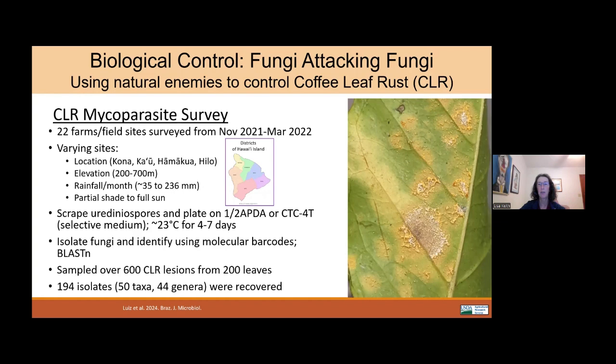We would collect leaves that had this suspect fungi associated with the CLR spores. We would scrape it, plate it onto half-strength acidified PDA or a CTC4T medium, which is selective, and go through the process of purifying, identifying using morphology and molecular barcoding, and within essentially a 1.5 to 2 year period, we sampled over 600 lesions from 200 leaves, resulting in 194 isolates to move forward with, which were part of 50 taxa and 44 different genera.